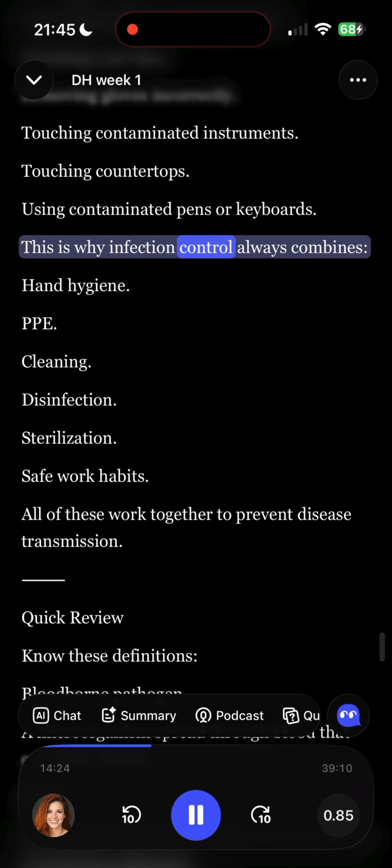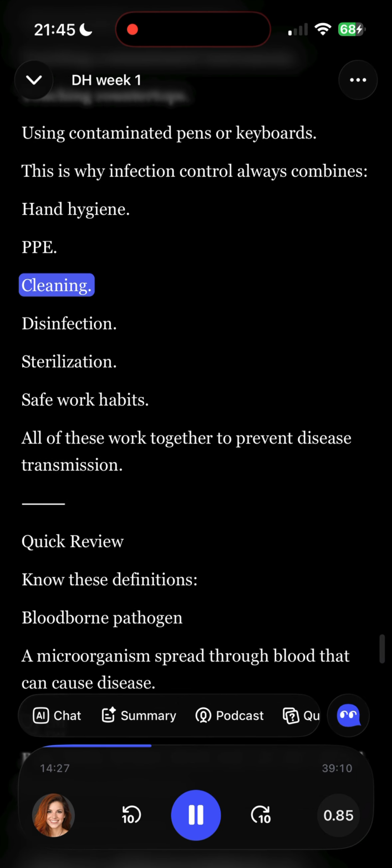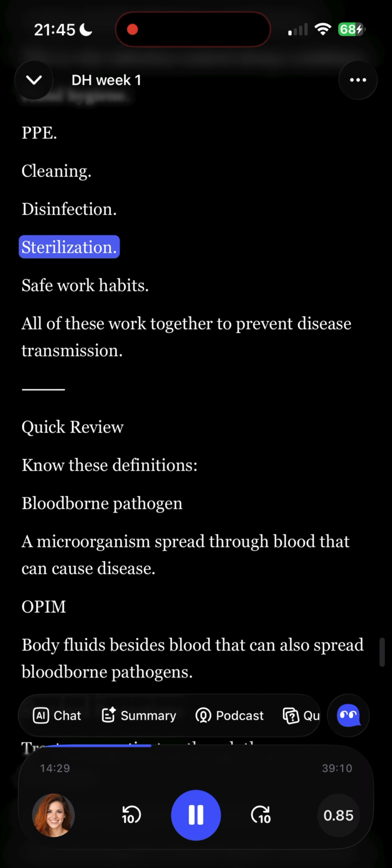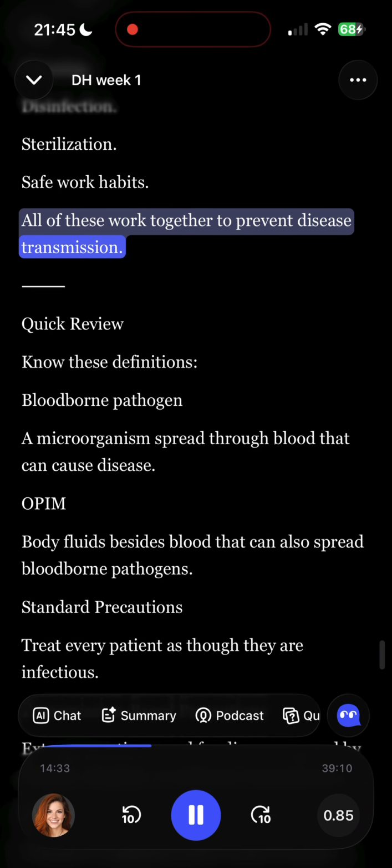This is why infection control always combines hand hygiene, PPE, cleaning, disinfection, sterilization, safe work habits. All of these work together to prevent disease transmission.